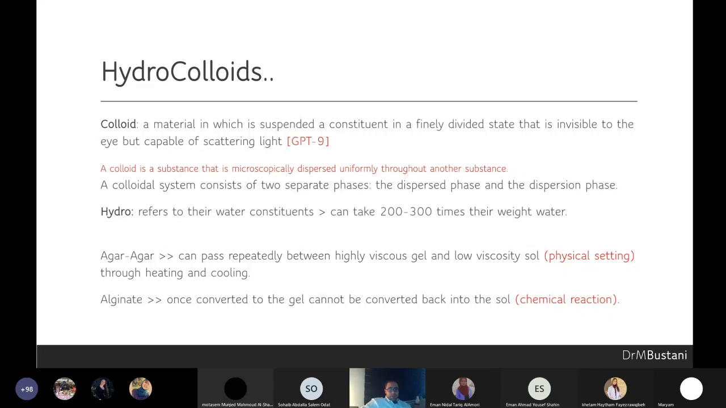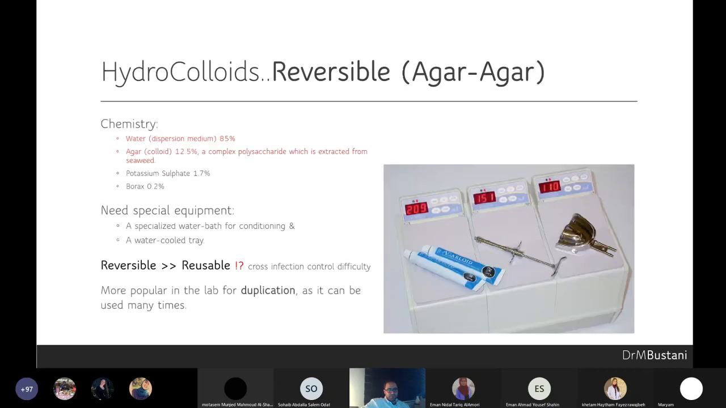Agar is the physical reaction one, so it's the reversible one, which sets by a physical setting through heating and cooling, while alginate has a chemical reaction, so it sets irreversibly and can't go back into the solid state. Gel means it's still viscous and setting. Sol means it's flowy and you can use it to record the impression.